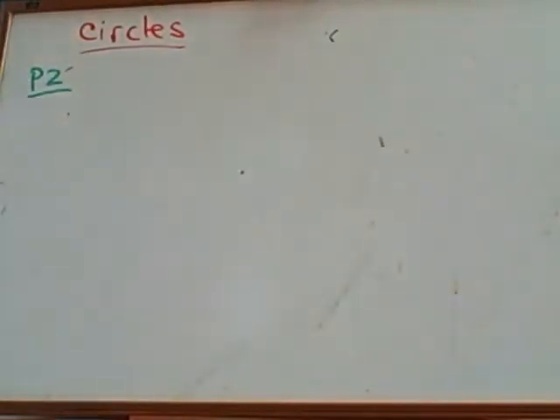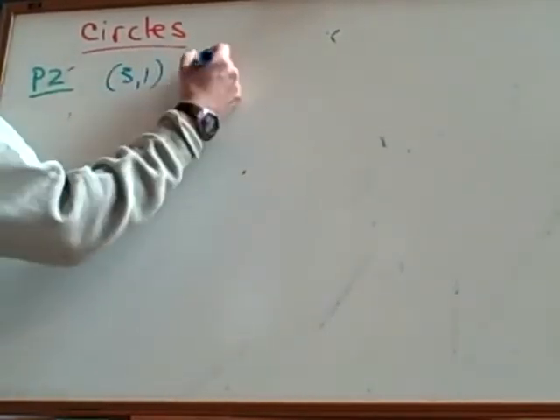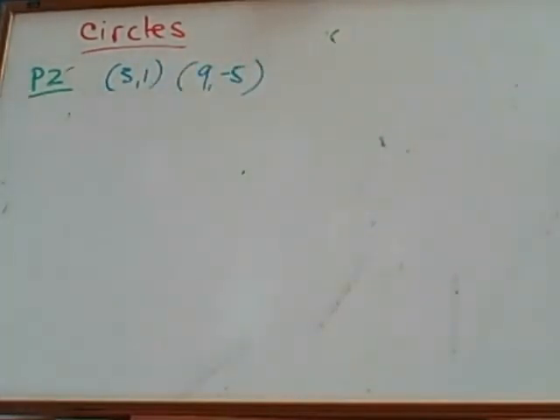Okay, so it says find the equation of a circle whose endpoints of a diameter are 3, 1 and 9, negative 5. You can use the midpoint formula to find the center. Could I use the midpoint formula?